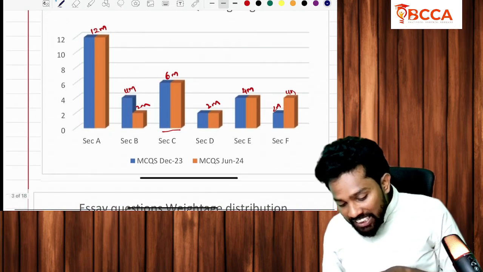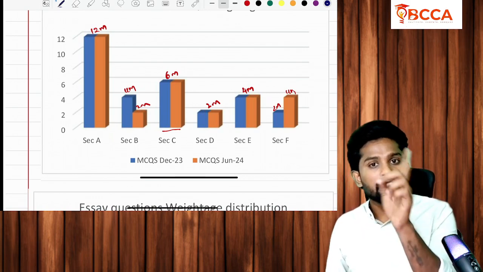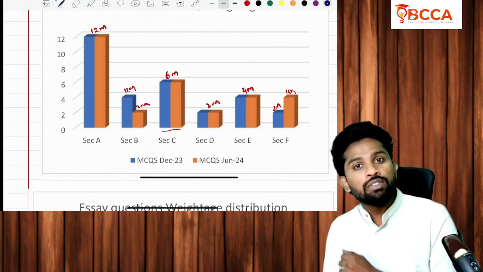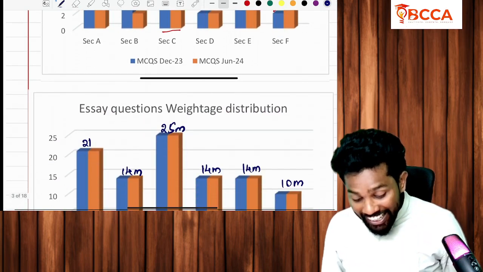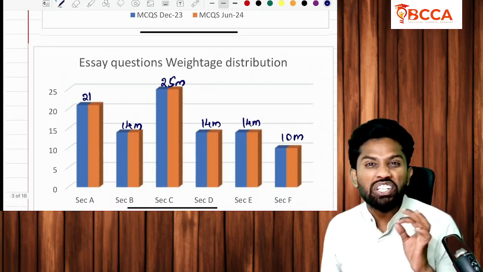Next, section B and F. That means in valuation, if there are 2 MCQs, then in government accounting we are going to get only 1 MCQ. If in government accounting we are having 2 MCQs, then in valuation we are having only 1 MCQ. Now, essay questions.